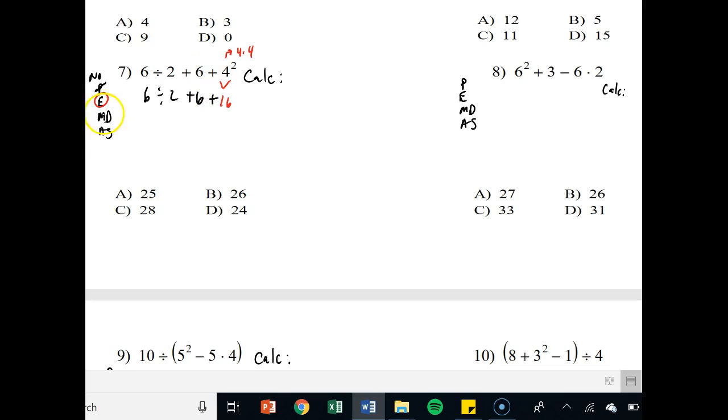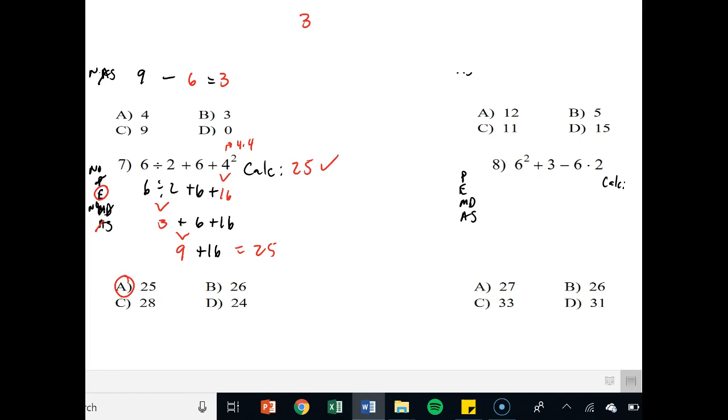No multiplication, but I do have division. 6 divided by 2, that's 3. So then 3 plus 6 plus 16. And then we just work it left to right, right? We just have nothing but addition here. So 3 plus 6 is 9. 9 plus 16 gives you your answer of 25. Again, double check by plugging in your calculator. 6 divided by 2 plus 6 plus 4 squared, and you'll get exactly 25. So good, you're good to go.